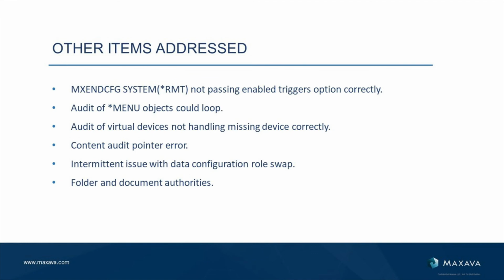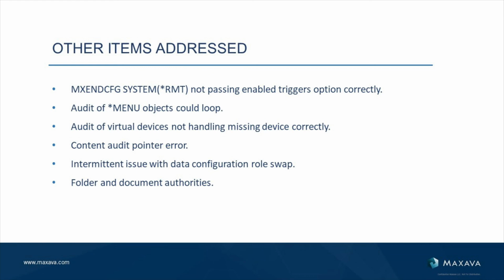Audit of virtual devices not handling missing device correctly. When a virtual device was identified, it was not correctly sending through a resync request. This has now been corrected. Content audit pointer error. On some occasions, the content audit was creating a machine check 3601 pointer error. This has now been resolved.